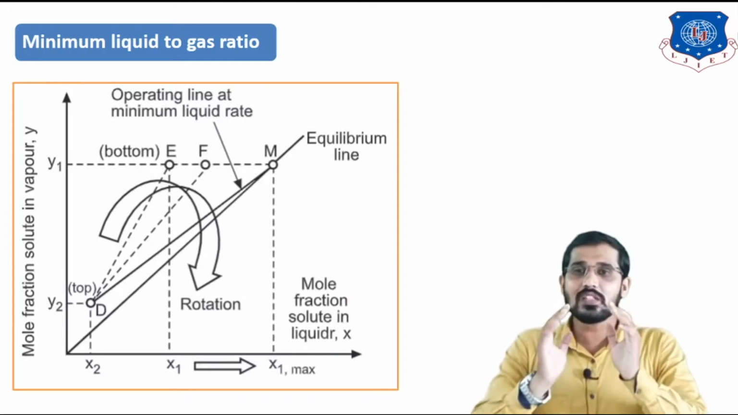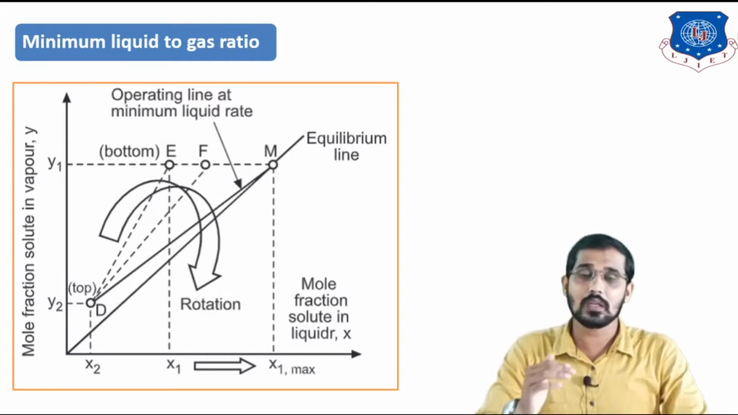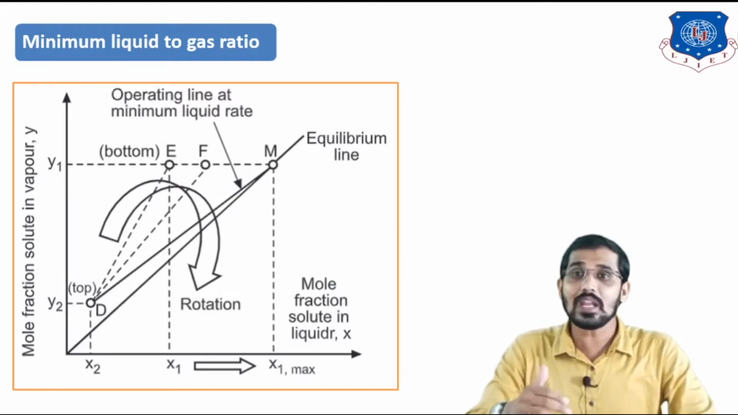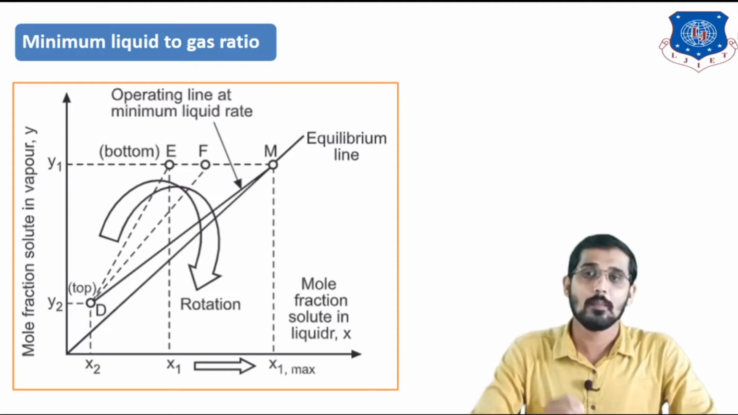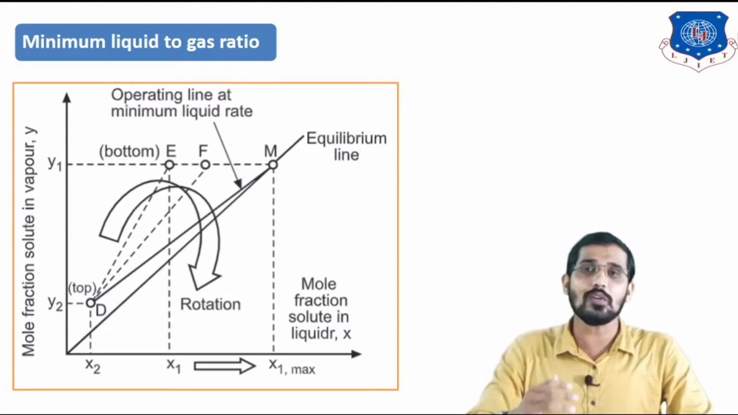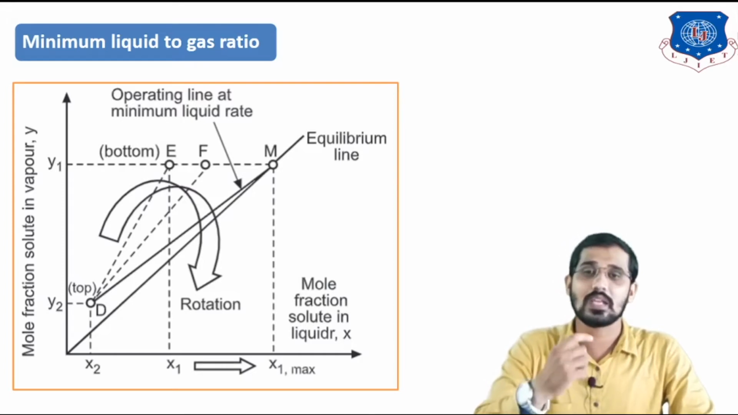You can just imagine, if I reduce the liquid flow rate in the gas absorption process, then it can absorb as much as possible of the component from the gaseous mixture. But if I increase the flow rate of the liquid, then at that moment it is not possible to absorb more of the component from the gaseous mixture.